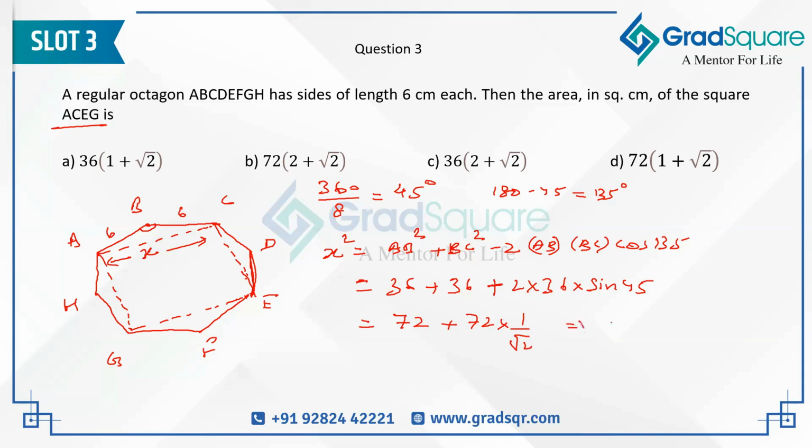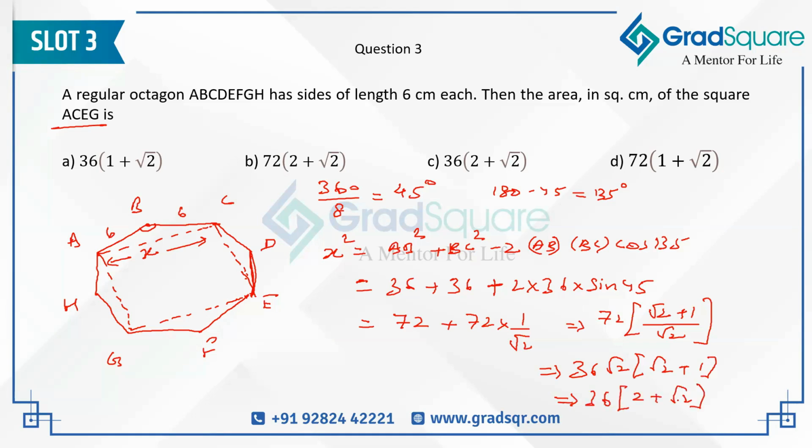So if you take 72 common, it is going to be 1 plus 1 by root 2, which turns out to be root 2 plus 1 by root 2. So if I wish to cancel a root 2, it is going to be 36 times root 2 into root 2 plus 1. Take this root 2 inside the bracket, and you are going to get 36 times 2 plus root 2, which is where you'll find your option C as the answer to this question.